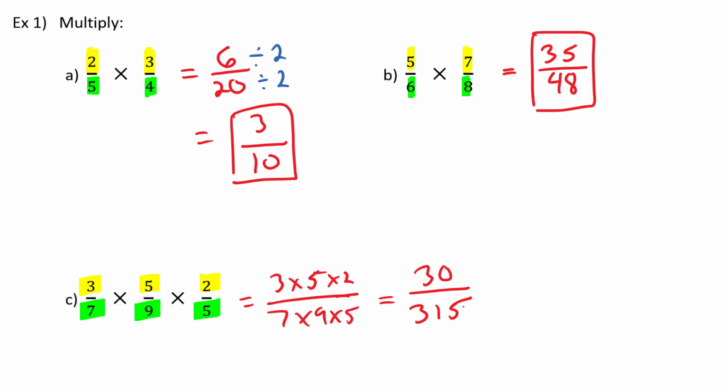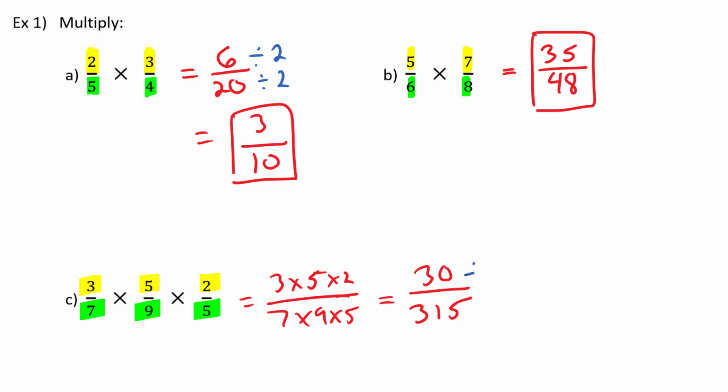How did I do that in my head? 7 times 9 is 63. 63 times 10 would be 630. Well, 5 is half of 10, so I divided 630 in half, 315. If that confuses you, don't worry. You'll probably always have a calculator with you. We need to simplify this. Let's see what we can pull out.